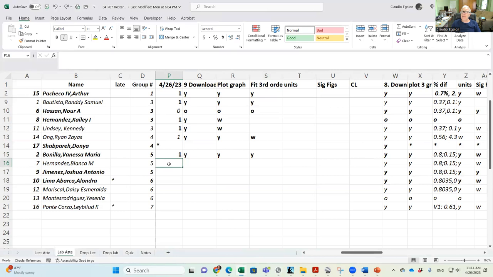I see Blanca here in my list, in my roster. Okay, good. Did you download the spreadsheet? Did you plot the graph and did you fit the third order equation? Yes, everything? Good. So go ahead and start working on the unit 6 figures and see, all right?